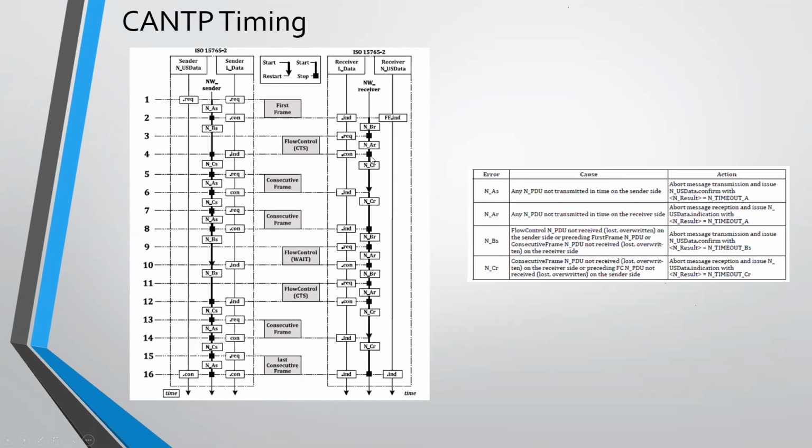The flow control acknowledgement should come under NAR time. Just like NAS, when you have sent something, you can wait till a particular NAS time. If the data is not sent until the NAS time, the whole communication will abort. The same way, whenever the receiver sends the flow control, it will wait for a maximum of NAR time. So before the NAR time elapses, the flow control should be sent. After the flow control, one more thing: whenever the first frame is sent, the sender will wait for NBS time.